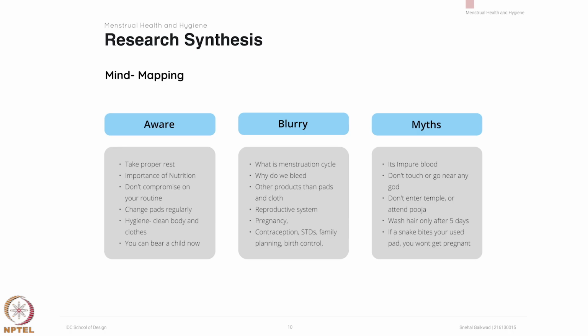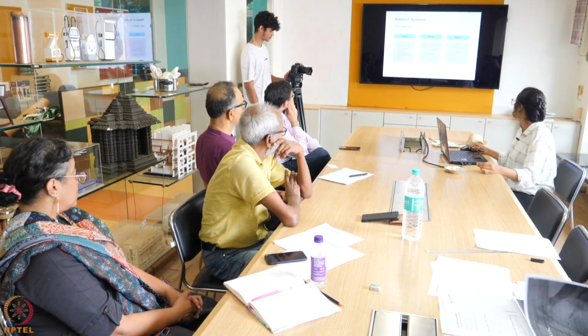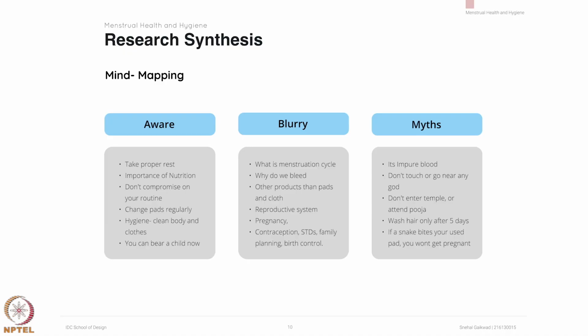The myths were that even the Anganwadi worker said she explains it like it's impure blood that needs to be passed from your body every month and then you get purified. That's what she used to explain to other girls. Plus other things like don't enter a temple, wash hair only after 5 days, etc. Plus one interesting thing: if a snake bites your used pad, then you won't get pregnant.